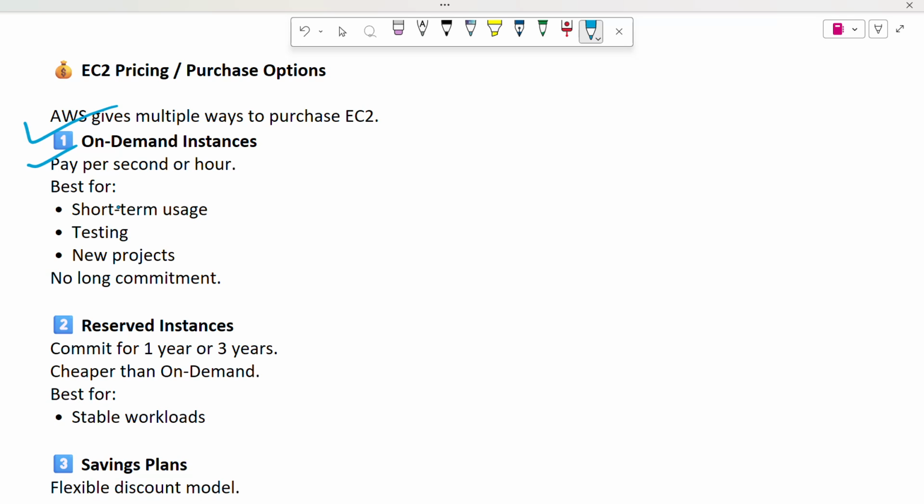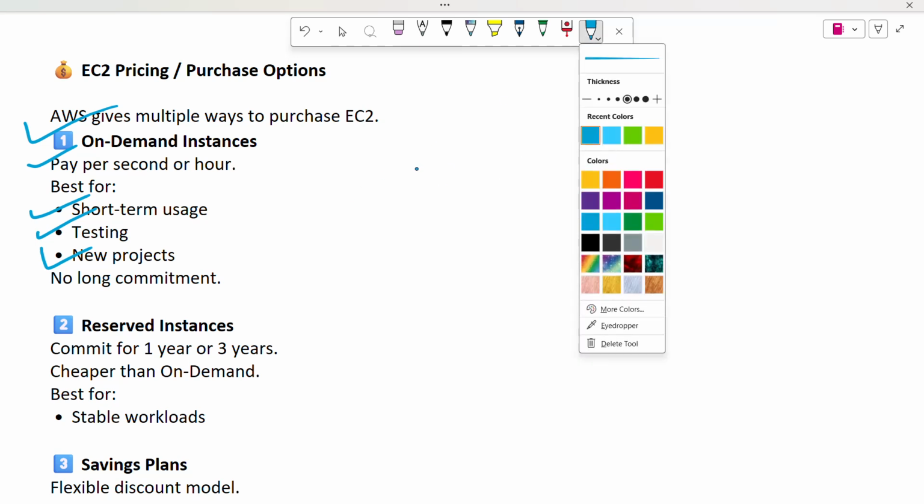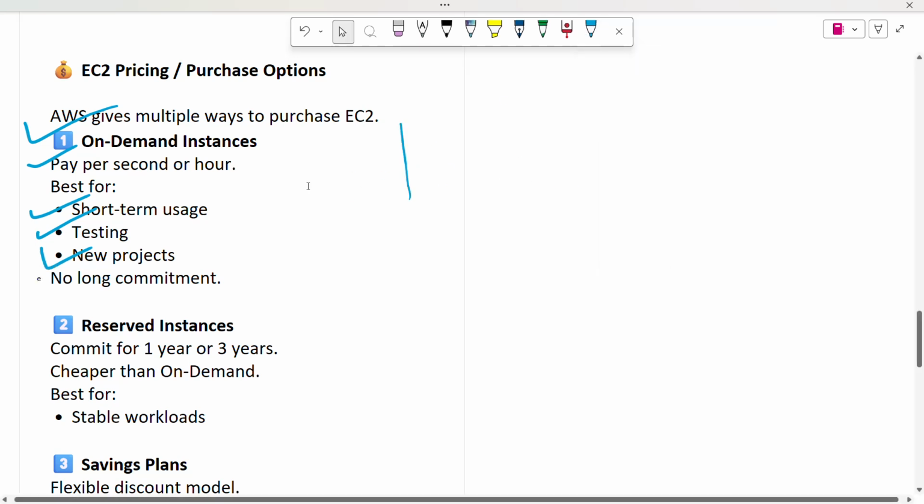Best is, it can be short-term usage, like if there is an application or a website which you want to host for a small period of time, but you don't want any downtime. In that case, you can make use of the on-demand instance for testing purposes, for new projects, or if you don't have a long time commitment and it is to be used for a short period of time. But always remember, when it comes to on-demand instances, the prices are going to be high.